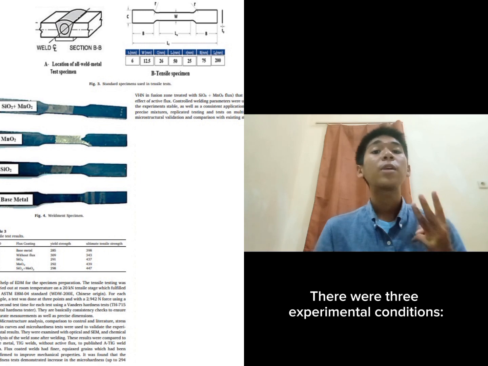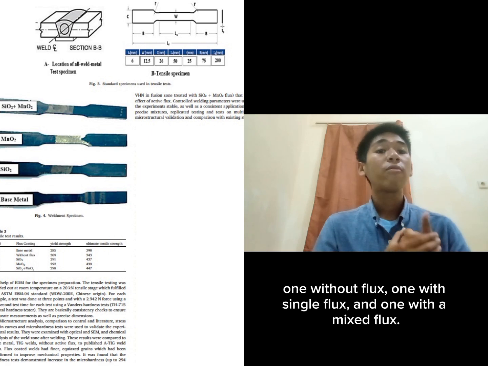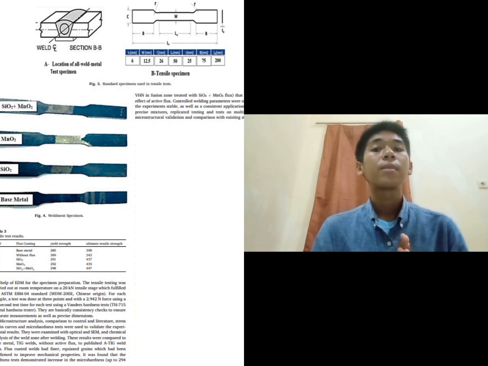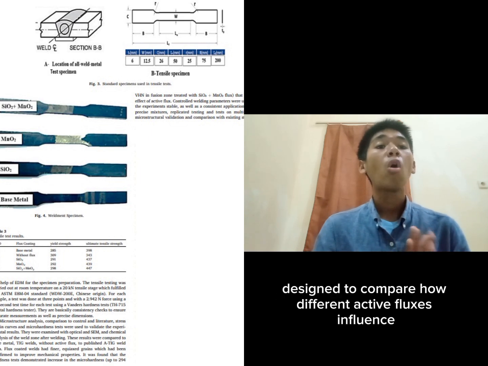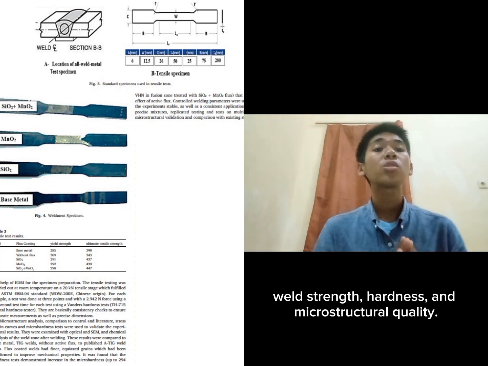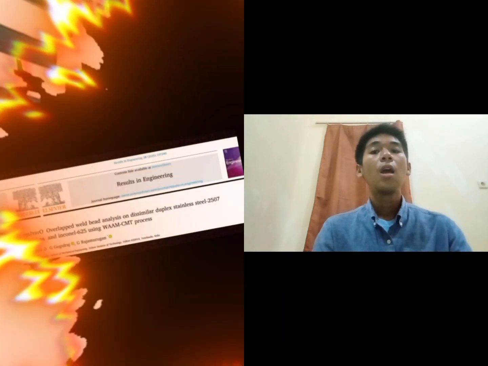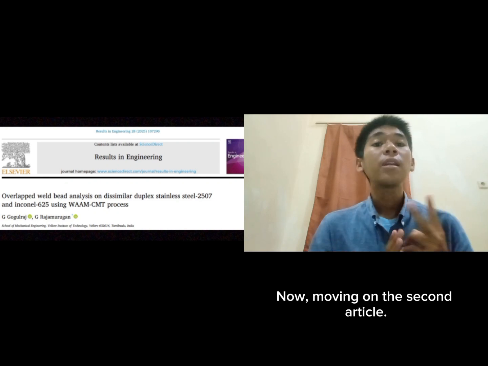There were 3 experimental conditions, one without flux, one with single flux, and one with a mixed flux. Overall, this methodology is purely experimental, designed to compare how different active fluxes influence weld strength, hardness, and microstructural quality. Now moving on to the second article.